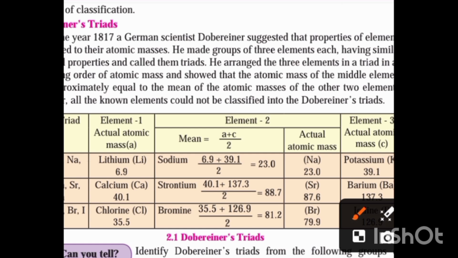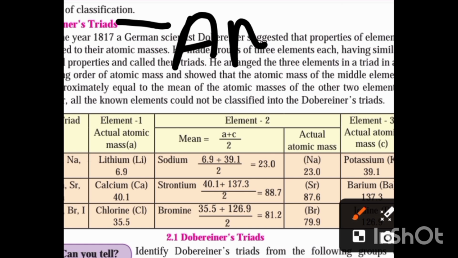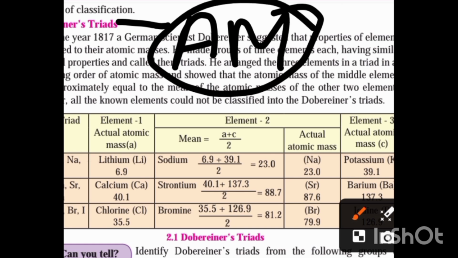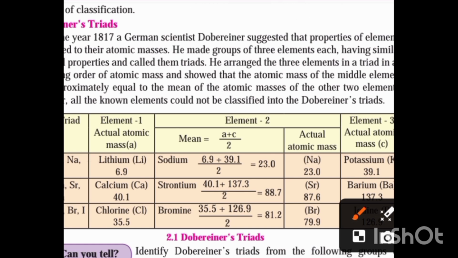The most different thing between plants and animals is the cell wall. The plants have a cell wall while the animals don't have a cell wall. So that is the criteria for how to classify plants and animals: the criteria is the cell wall. Here in Dobereiner's classification the criteria is atomic mass. On the basis of atomic mass he started arranging and classifying the elements.